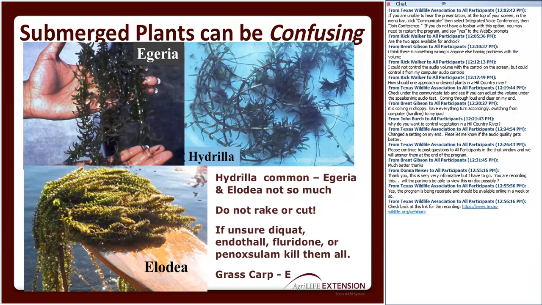The other option is to use an integrated management strategy. If you want control with grass carp, but you want immediate control, then you go ahead and go out and you do a main treatment with diquat, knock most of the biomass back, and then stock your grass carp, and they will begin grazing off the new vegetation as it sprouts.